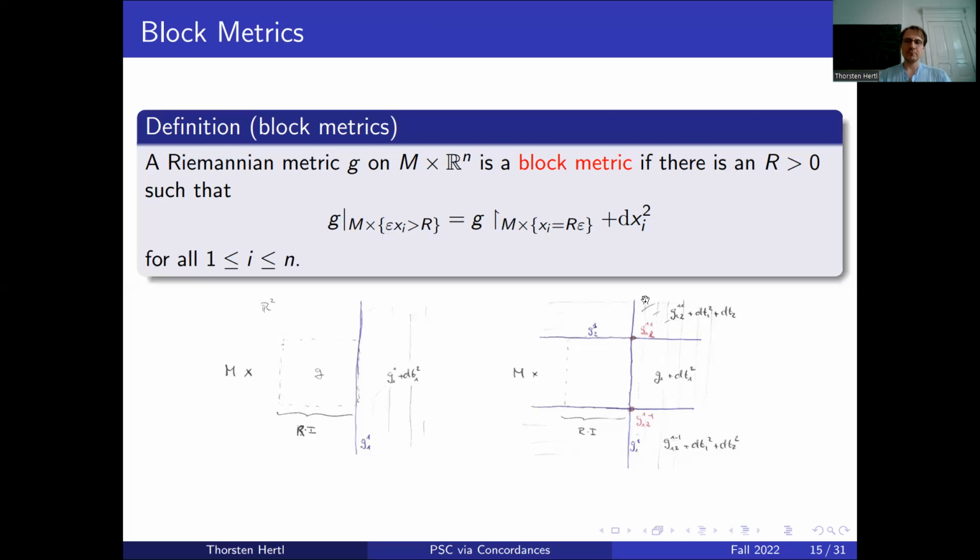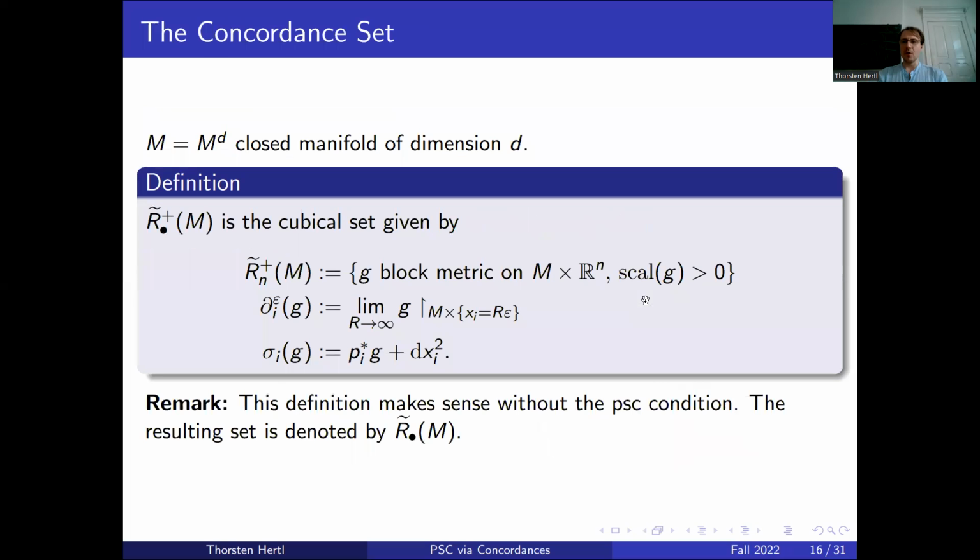Maybe if you prefer, you can also think of it differently. You can think of it as a Riemannian metric on M times a cube that has compatible product structures near each face, and we use this product structure to extend it towards R^n. This is another way to think about it. Okay, so the approximation space is modeled by the cubical set of all block metrics that have positive scalar curvature.